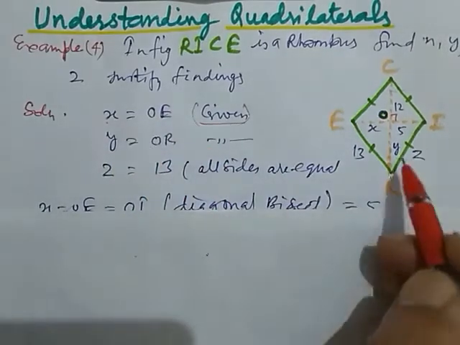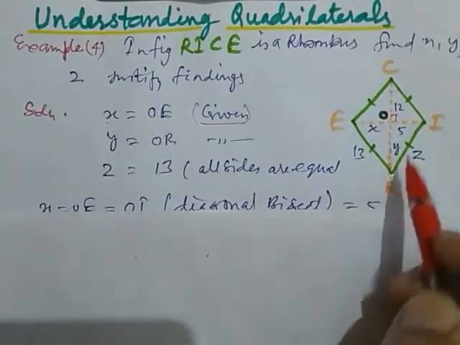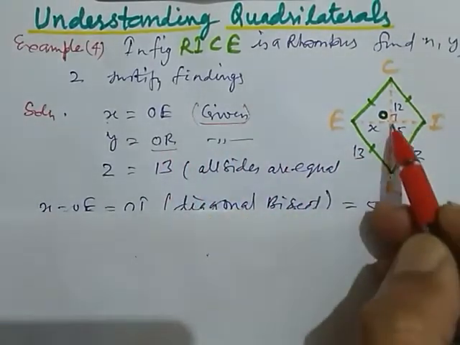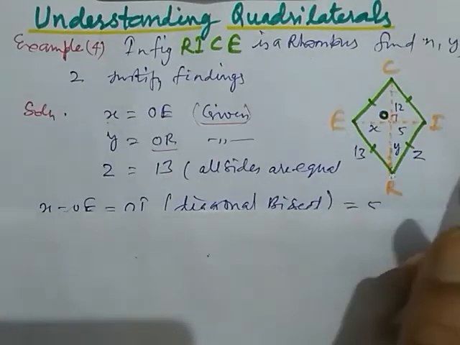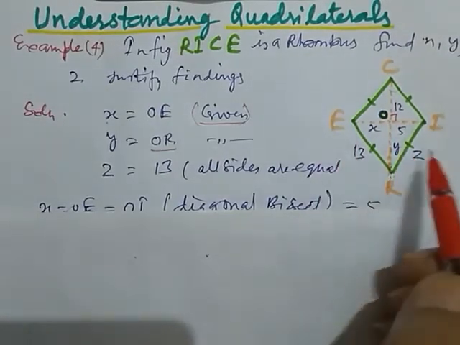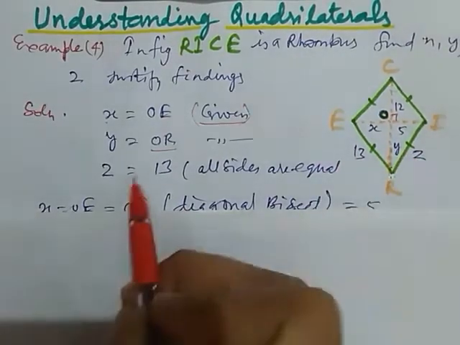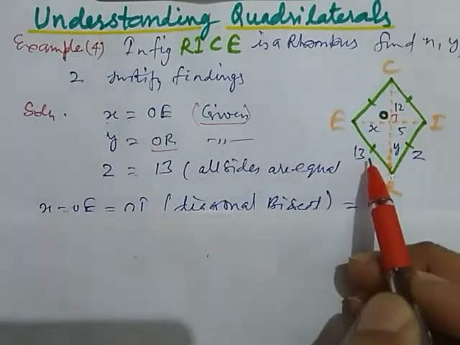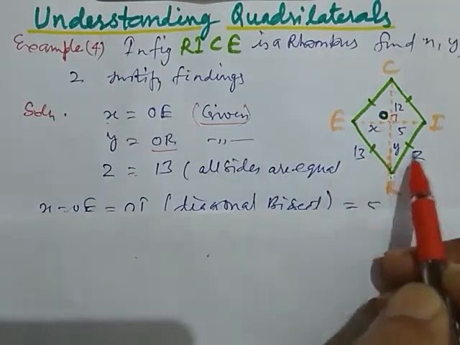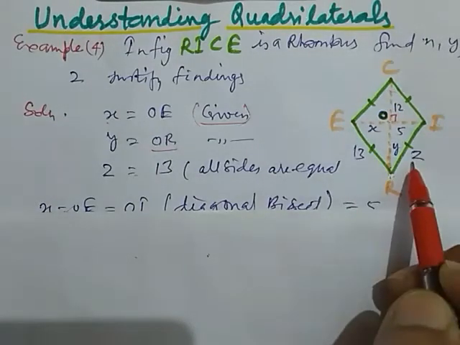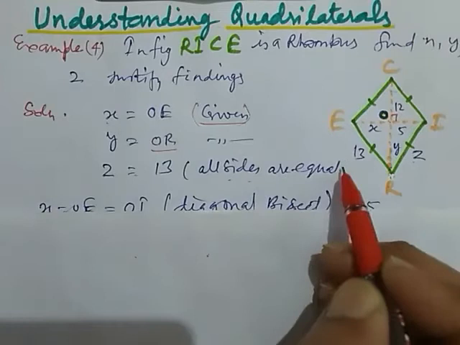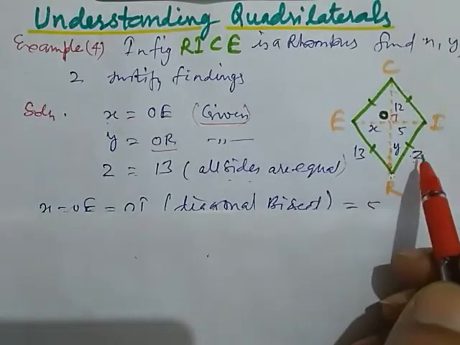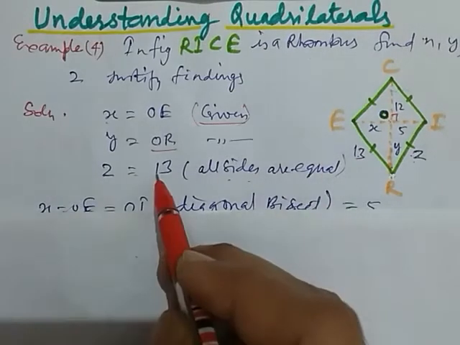Y equals OR, this is also given to us. Z equals 13, because all sides are equal in a rhombus. All sides are equal, so Z becomes 13.